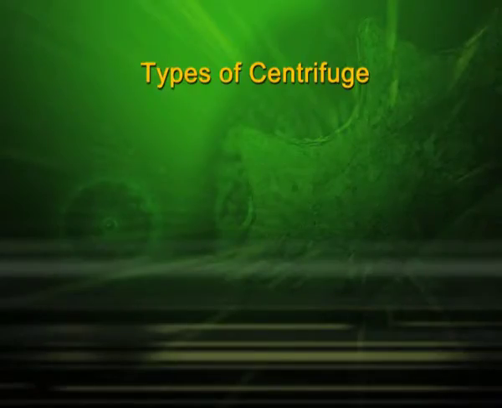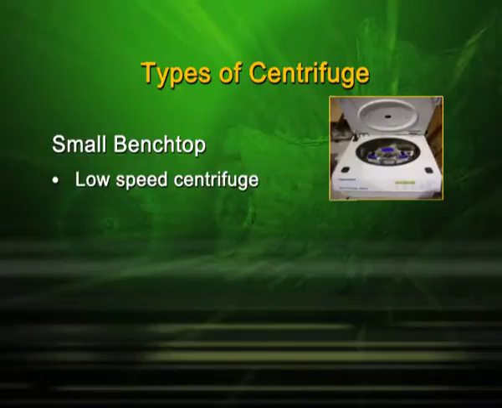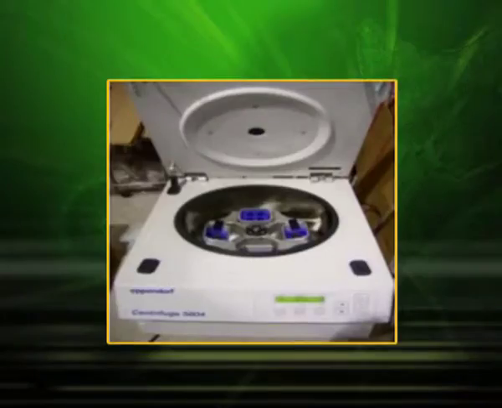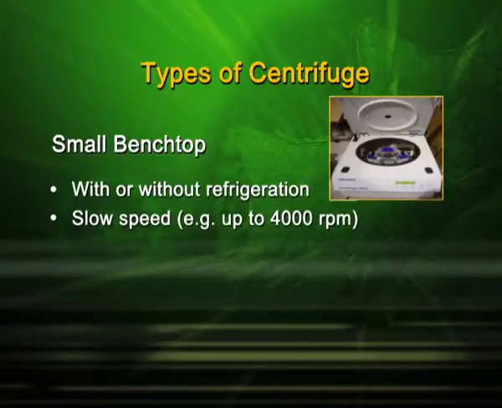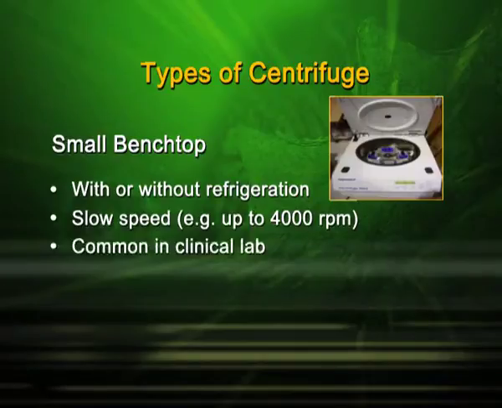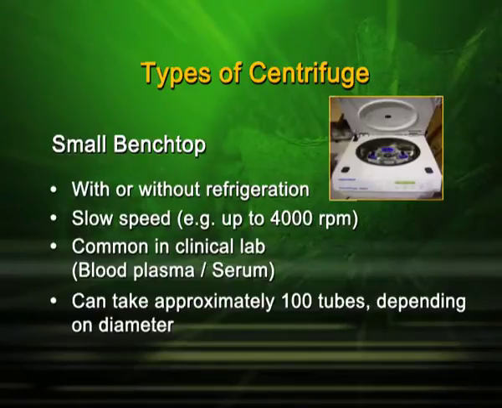Coming to the first type of centrifuge, that is the small benchtop centrifuge, which is otherwise known as low speed centrifuge. It looks something like your grinder or a mixie, which is very small. It can be with or without refrigeration. It runs at a very slow speed up to 4000 RPM, and mostly it is used in the clinics where you have to separate blood plasma or serum. It can take approximately 100 tubes depending on the diameter.